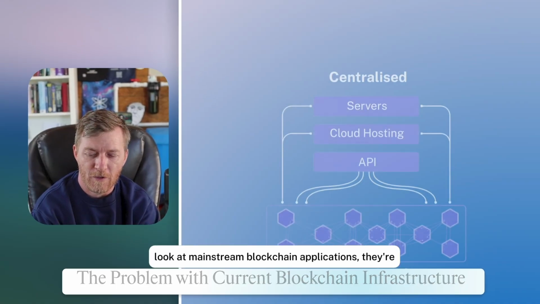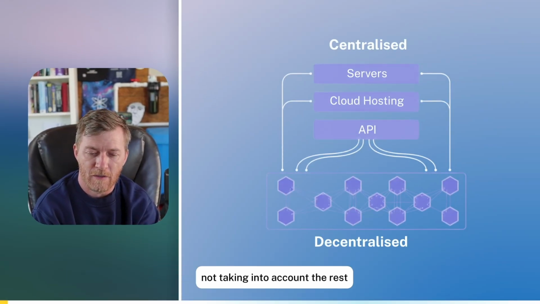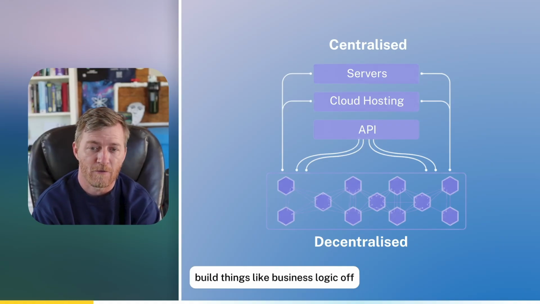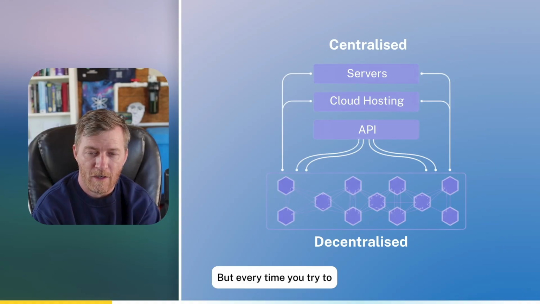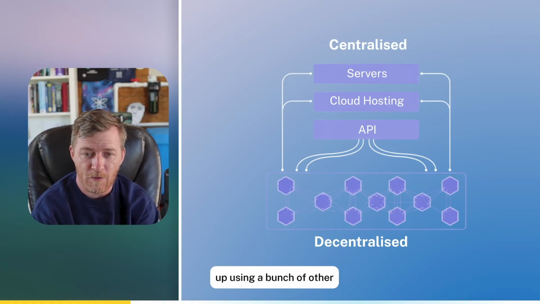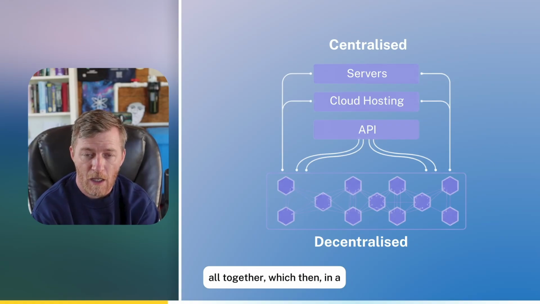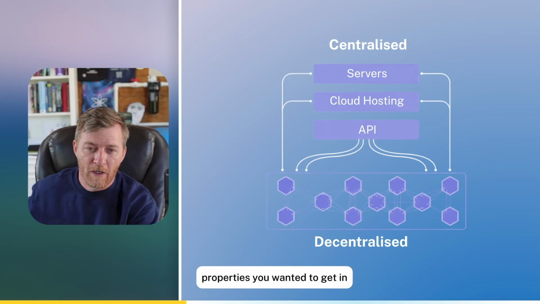And that is, even if you look at mainstream blockchain applications, they're not taking into account the rest of the tech stack when building applications. They get a portion of the way there by giving you decentralized and resilient consensus, which you can build things like business logic off of and adversarial networks. But every time you try to build a full application, you end up using a bunch of other centralized infrastructure to then package it all together, which then in a lot of instances removes all the properties you wanted to get in the first place.